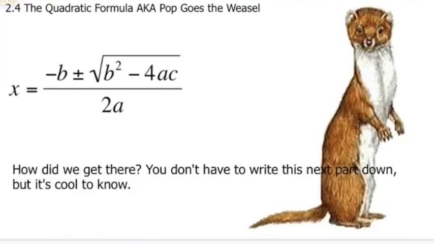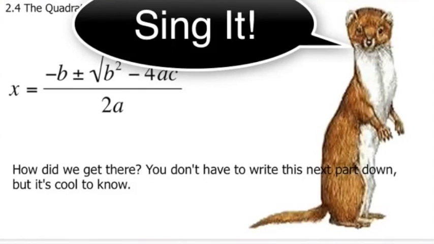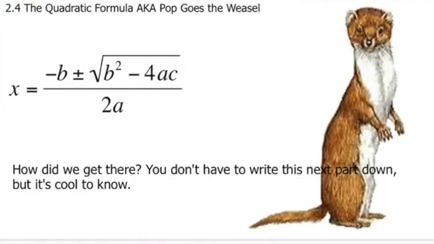Now, what you might be thinking is, how am I going to remember that? You could just stare at it, write it down on a flashcard, keep staring and staring until you remember it. But if you know the tune, Pop Goes the Weasel, then you know the quadratic formula. You do. Follow the not-so-bouncy dot.